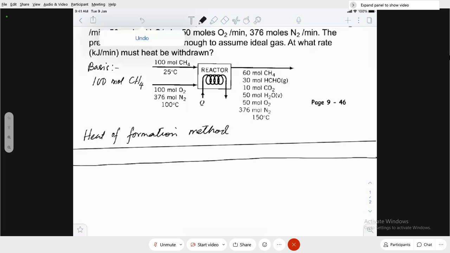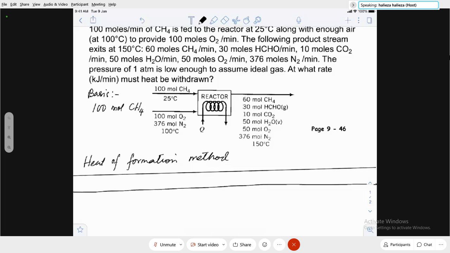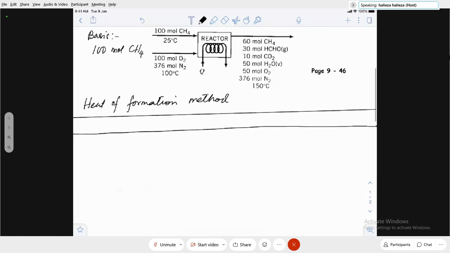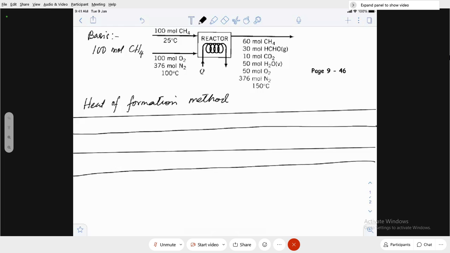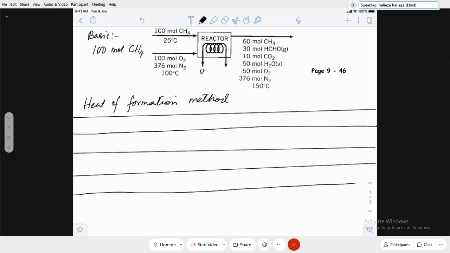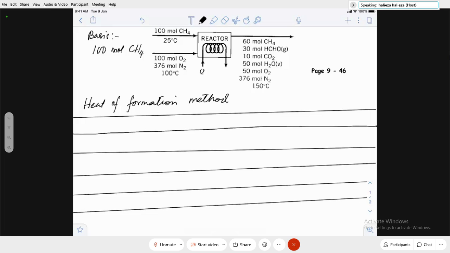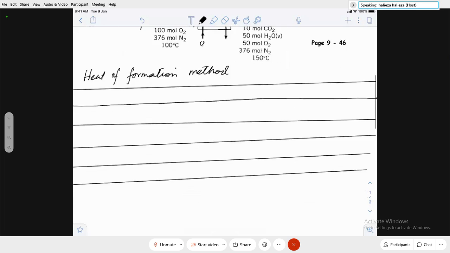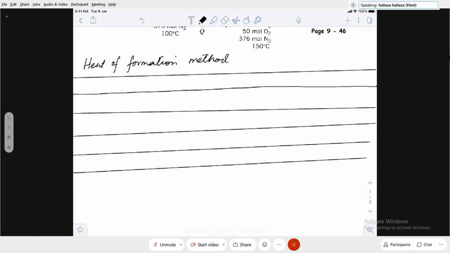Okay, it's okay. So how many components do I have? I have oxygen, methane, 1, 2, 3. I have formaldehyde, that's 4. Carbon dioxide, 5. Water, 6. It's slanting actually. I have 1, 2, 3, 4, 5, 6. One more column, one more row.